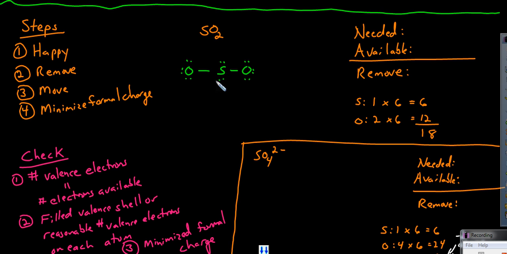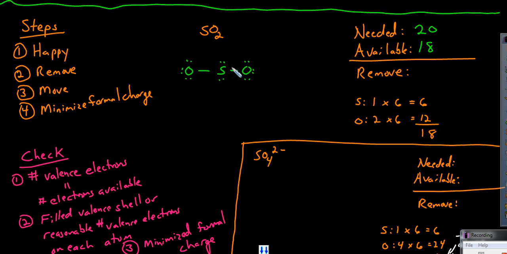How many electrons are needed for this? 2, 4, 6, 8, 10, 12, 14, 16, 18, 20. But how many electrons will be available? Well, there's one sulfur, it brings 6 valence electrons. There are 2 oxygens, each one brings 6 valence electrons because oxygen is in group 6A, so there's 12 valence electrons coming from all the oxygens. There are 6 plus 12, 18 valence electrons to start with.